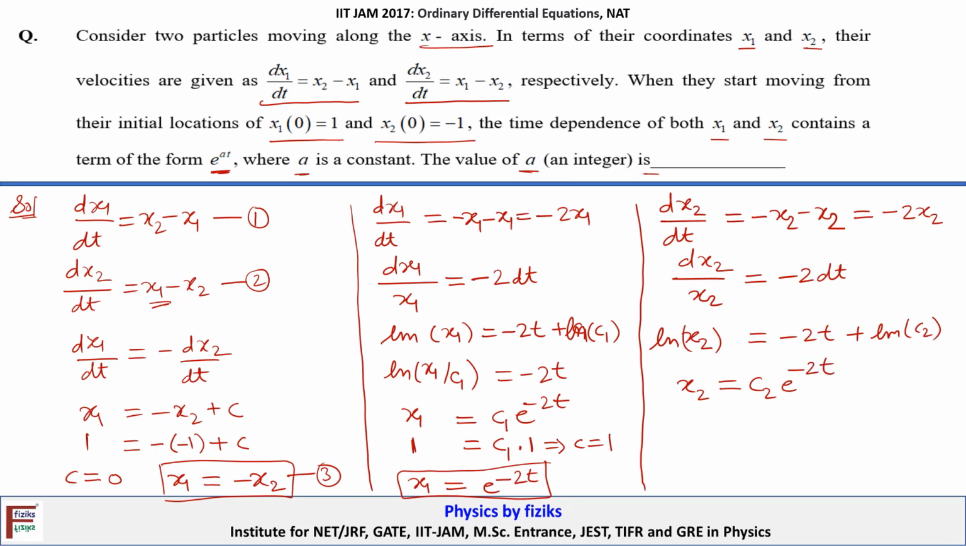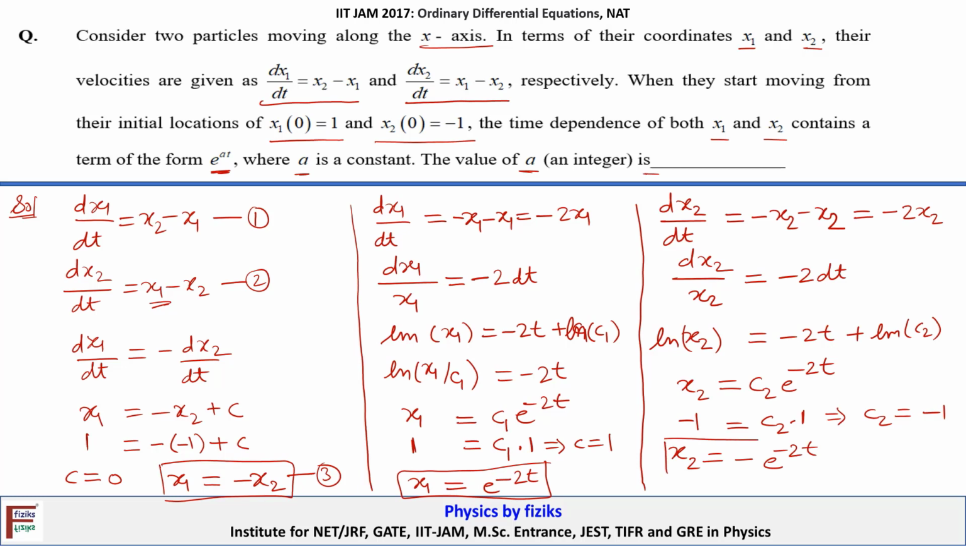Now applying the initial condition for the x2 particle at t equal to 0, x2 becomes minus 1, therefore minus 1 is equal to c2 into the exponential term, which becomes 1, and from here we obtain c2 is equal to minus 1, and the final solution becomes x2 is equal to minus e to the power minus 2t.